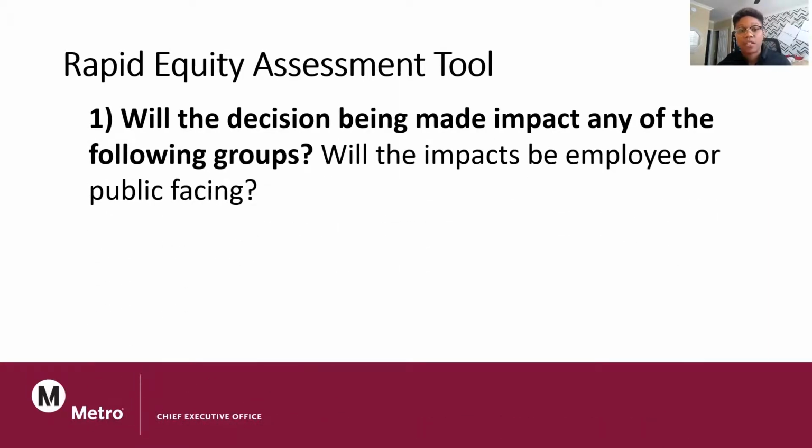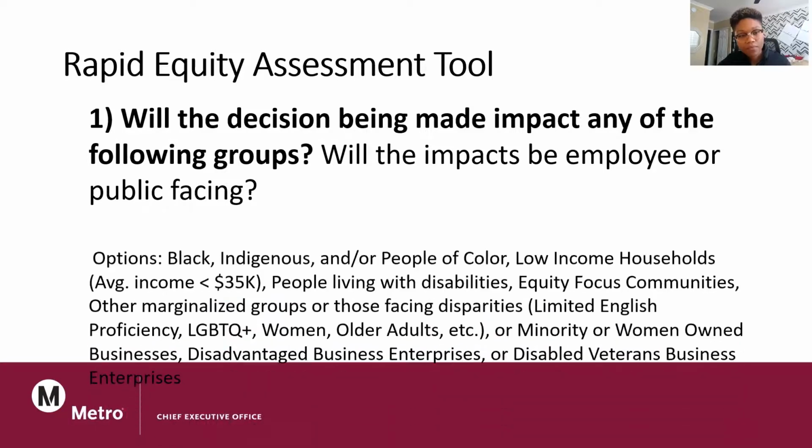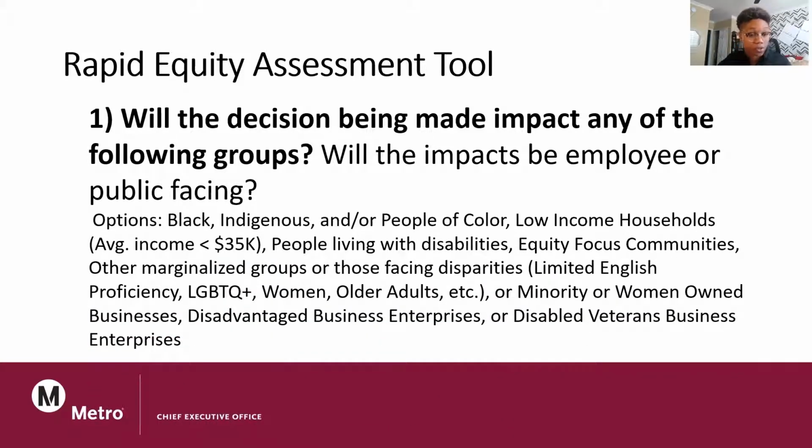The first question is, will the decision being made impact any of the following groups? And will the impact be employee or public facing? And so we have a list of potential groups that it might impact: Black, Indigenous, and/or people of color, low-income households, people with disabilities, what we call our equity-focused communities, which is a geographic designation that's defined by race, income, and lack of car ownership.